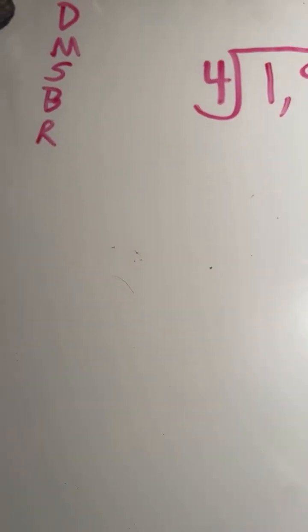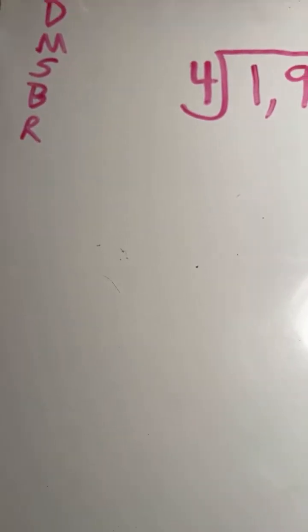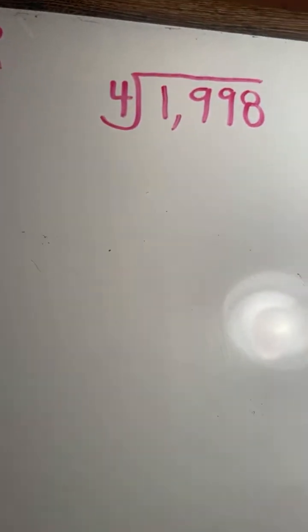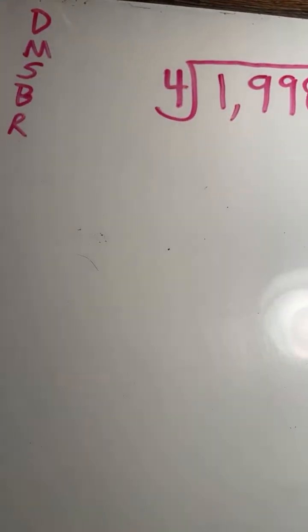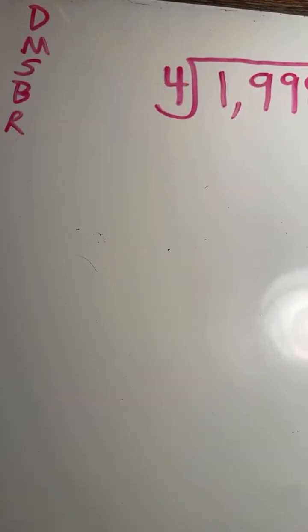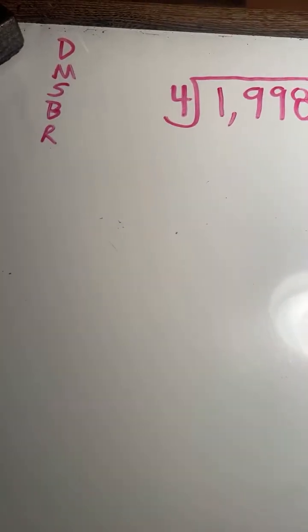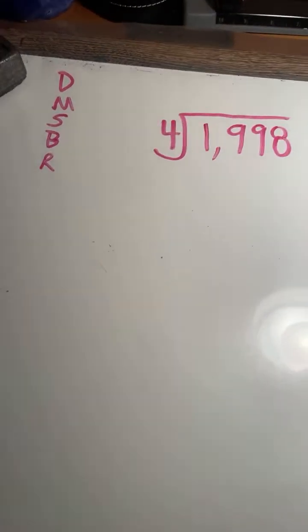4 is bigger than 1, so that will not work. The number inside the square has to be equal to or bigger than the number outside the square. 19 divided by 4 does work. We can start out with 2-digit by 1-digit division. So we're going to start out with 19 divided by 4.